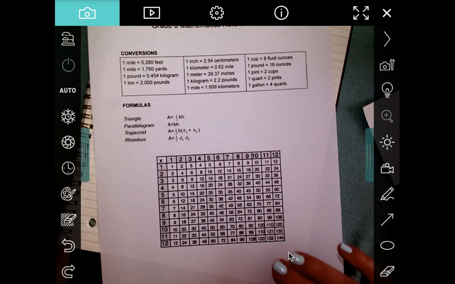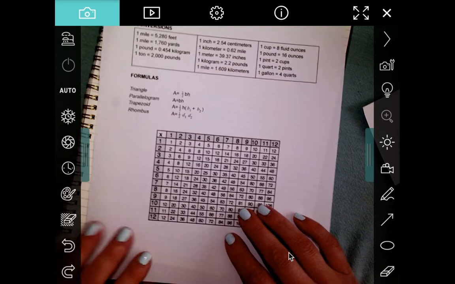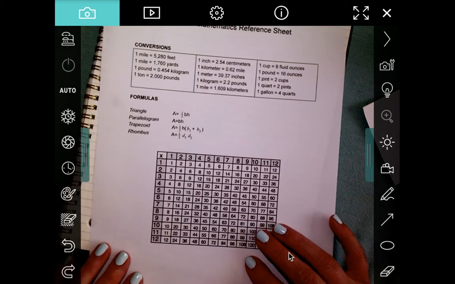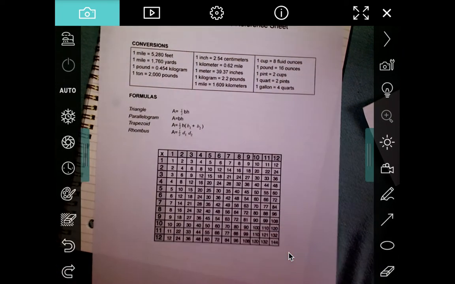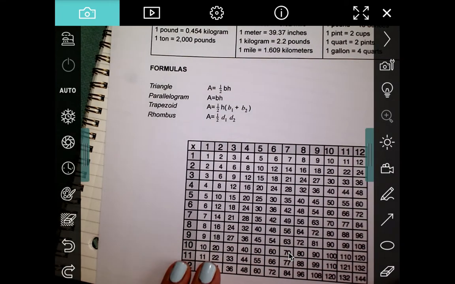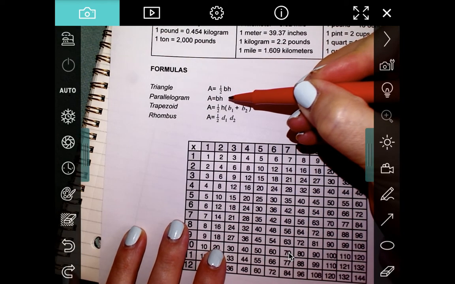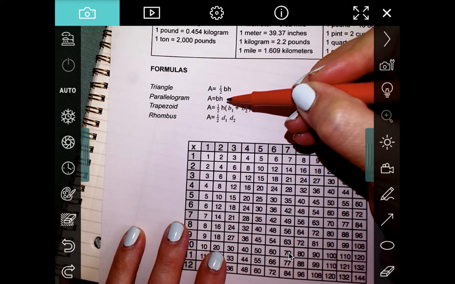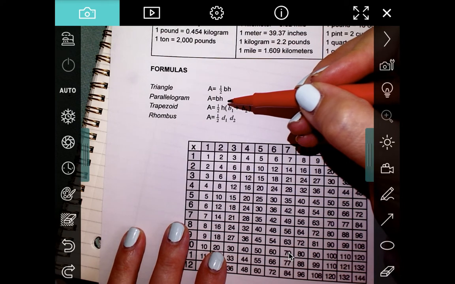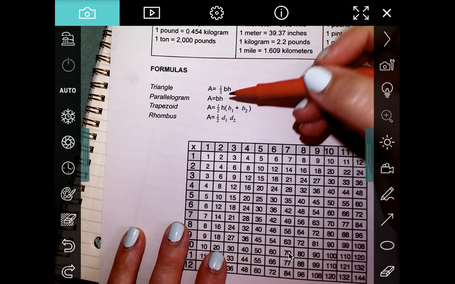Okay, so boys and girls, we have been working on finding area of different types of polygons. This reference sheet, you can find it in the stream, and you certainly need to refer to it every time you are finding the area of a shape. We have worked with parallelograms so far, which is just area equals base times height, or as you're used to from last year, area equals length times width.